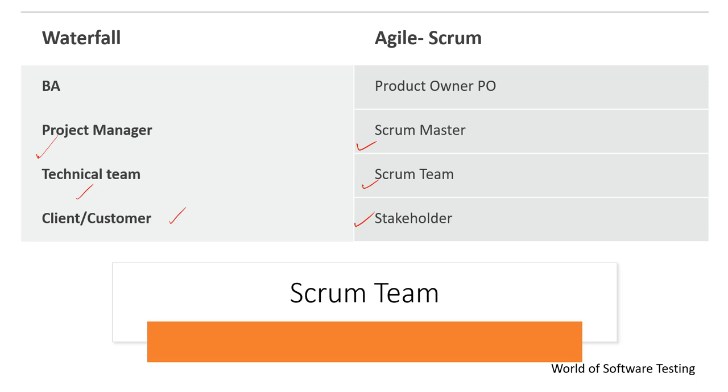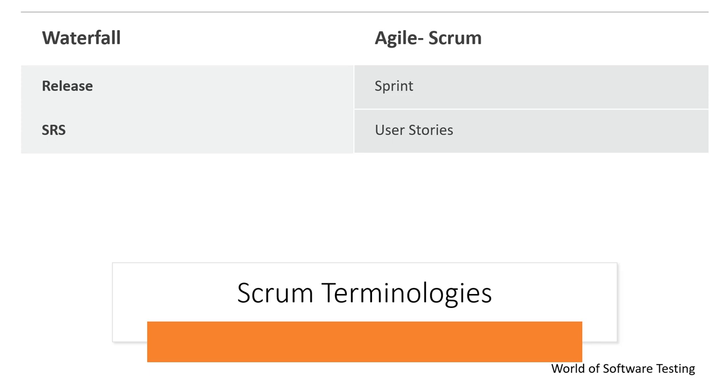So now let's see some of the terminologies here. These are the Scrum terminologies. Here we are not calling it a release, we are calling it a sprint. And then the SRS document, here we prepare the user stories. These are some Scrum terminologies. We will discuss each of these: the roles of the product owner, Scrum master, Scrum team, stakeholder, and what is a sprint and what are user stories in the upcoming lectures.